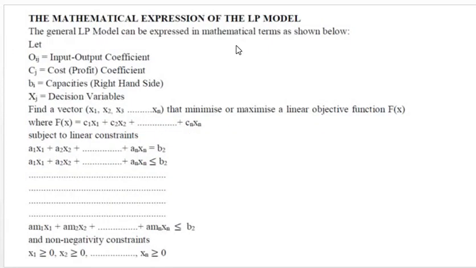The mathematical expression of a linear programming problem is given like this. aij denote input-output coefficients, cj cost coefficients, bi capacities, xj decision variables. So find this vector x where f of x represents the objective function, f of x equals c1 x1 plus c2 x2 plus etc. plus cn xn, subject to linear constraints a11 x1 etc. equal to b2 like that, and with respect to non-negativity constraints, xi's are all positive.